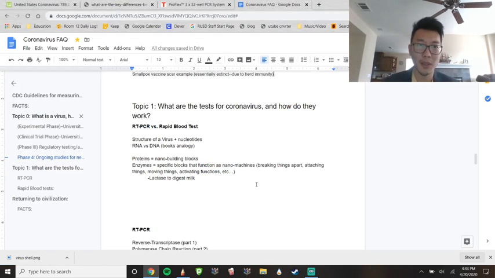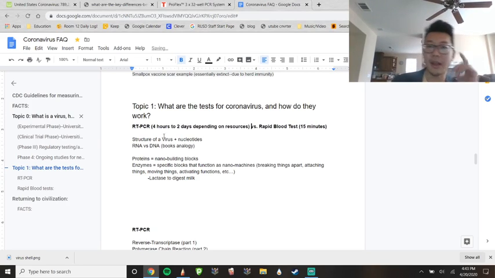Cool. Topic one, coronavirus. What are the tests for coronavirus and how exactly do they work? Right now, at least in our community in the US, we have RT-PCR, which I'll define in a second, and rapid blood testing. The second one takes probably about 15 minutes, and the first one takes between 4 hours and I'd say 2 days, depending on resources.